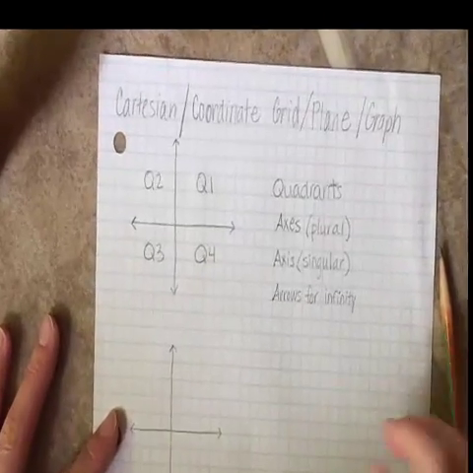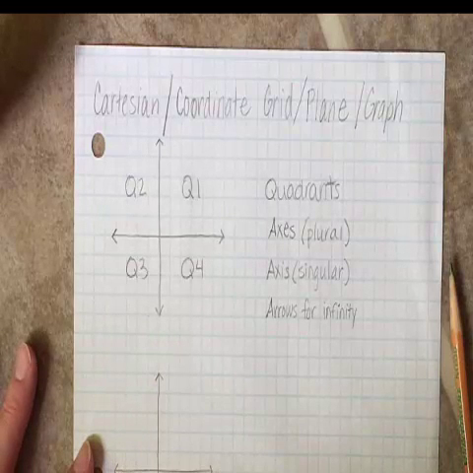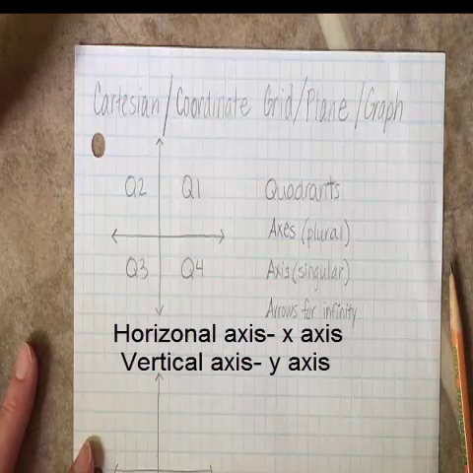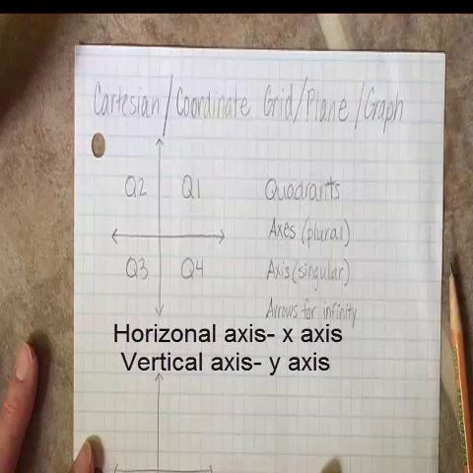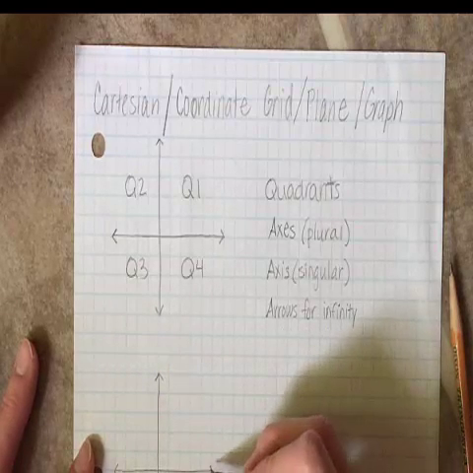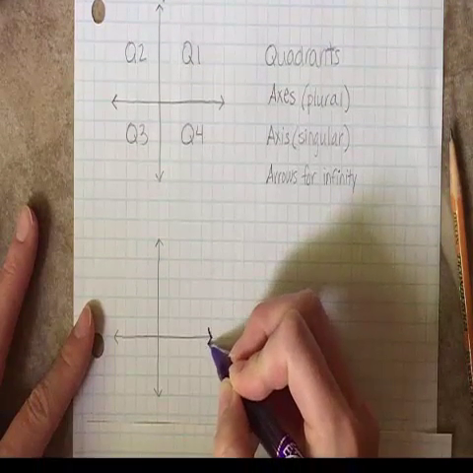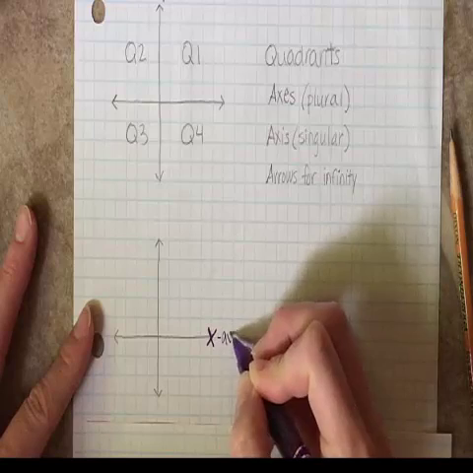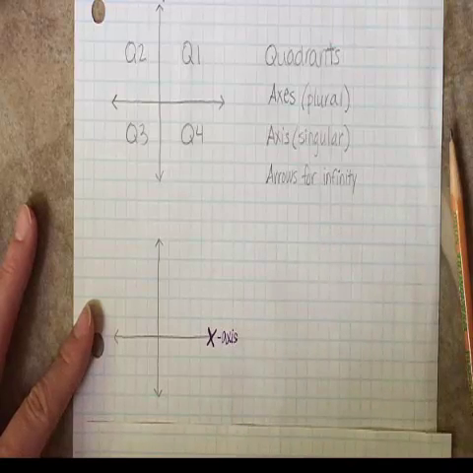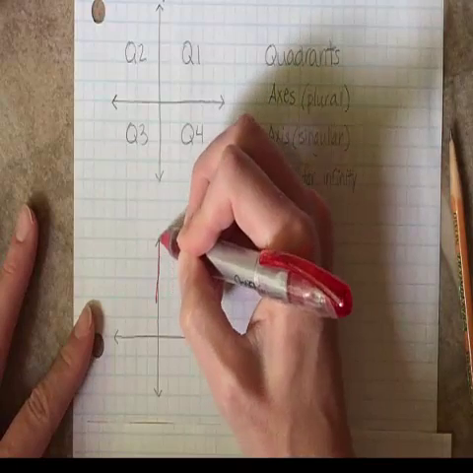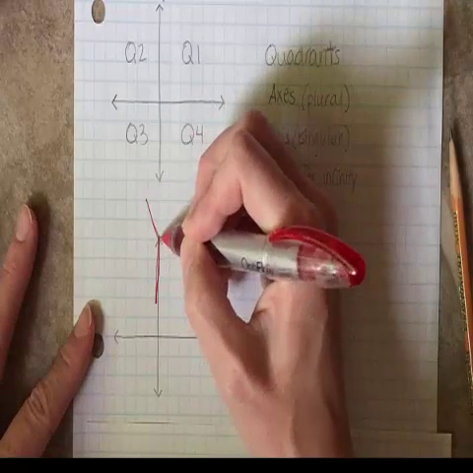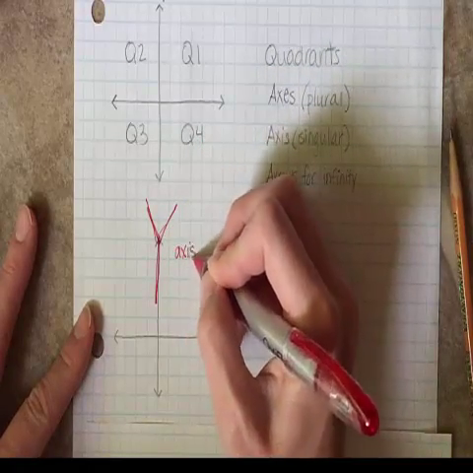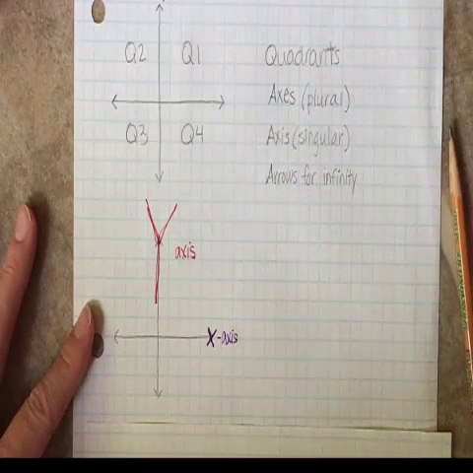The next thing to know about a coordinate grid is what these axes are called. The horizontal axis is called the x-axis, and the vertical one is called the y-axis. The way that I always remember the difference between the two is that this x-axis, if you look at this arrow here, looks like half of an x. So that's how I remember that that's the x-axis. And the vertical part of the y-axis here looks like it could be the base of a big letter Y. So that's how I remember that the vertical one is the y-axis and the horizontal one is the x-axis.